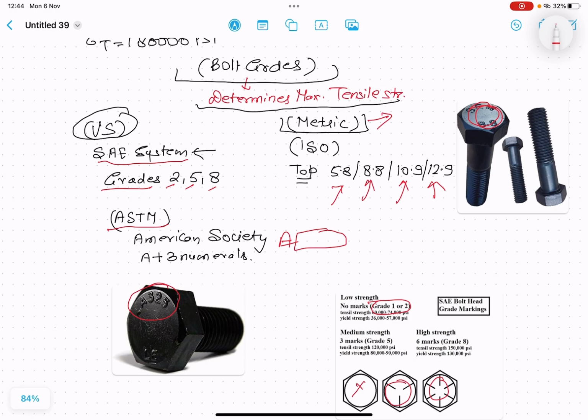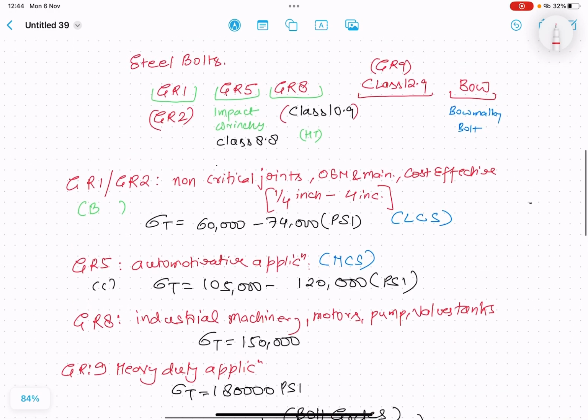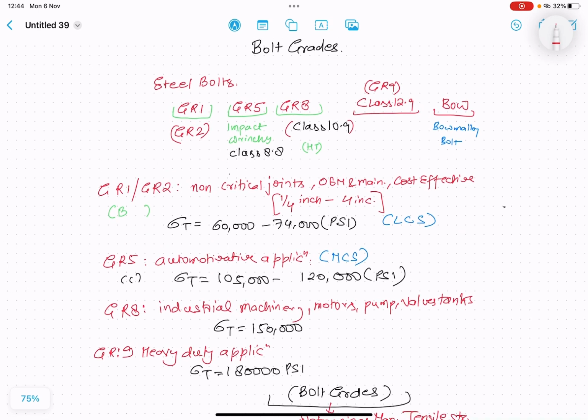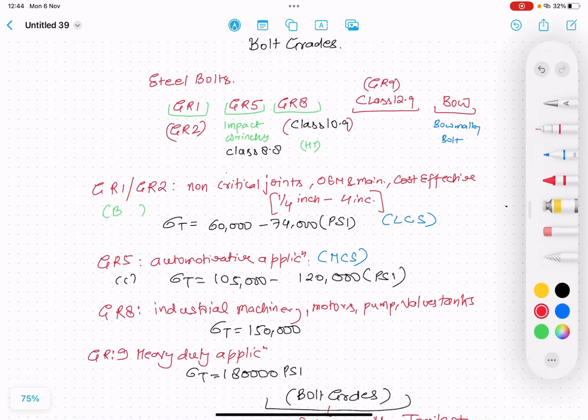Now we discuss these bolts in more detail. These bolts depend upon the classifications and the bolt grades. We are considering what exactly these grades mean.